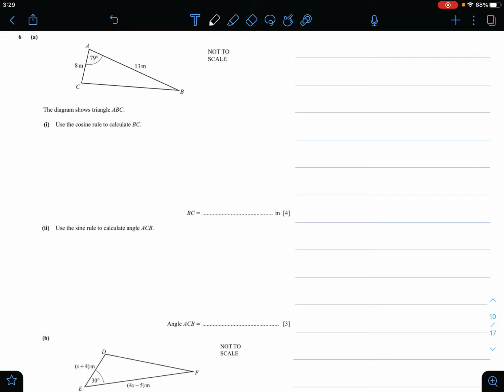For part A1, they are asking us to use the cosine rule to calculate the value of BC. Let's label BC as a for now. So a squared is equal to b squared plus c squared, the two sides of the triangle that we know, so 8 squared plus 13 squared, minus 2 times both the sides, 2 times 8 multiplied by 13 multiplied by cos A.